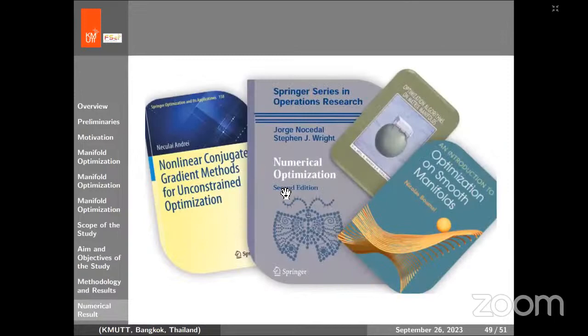These are some of the basic texts we consulted in coming up with this presentation. The first two texts are based on Euclidean CG parameters or structures, while the other two are based on general Riemannian optimization concepts.